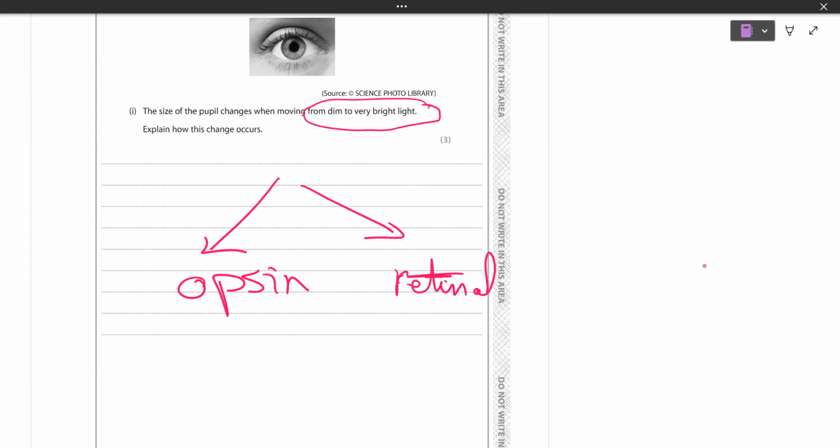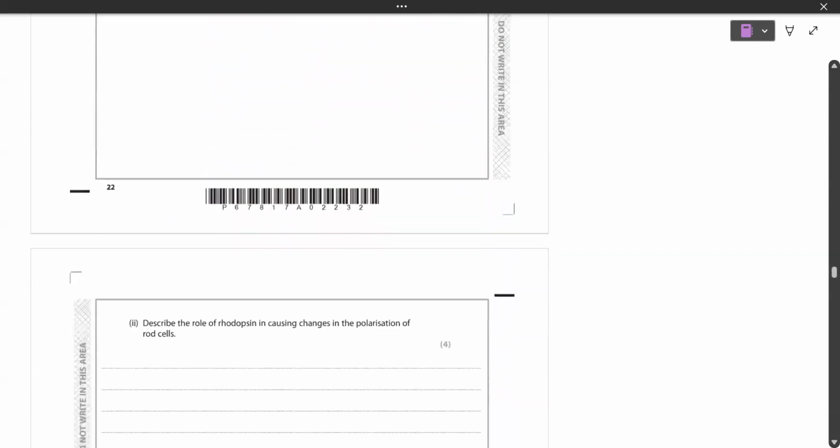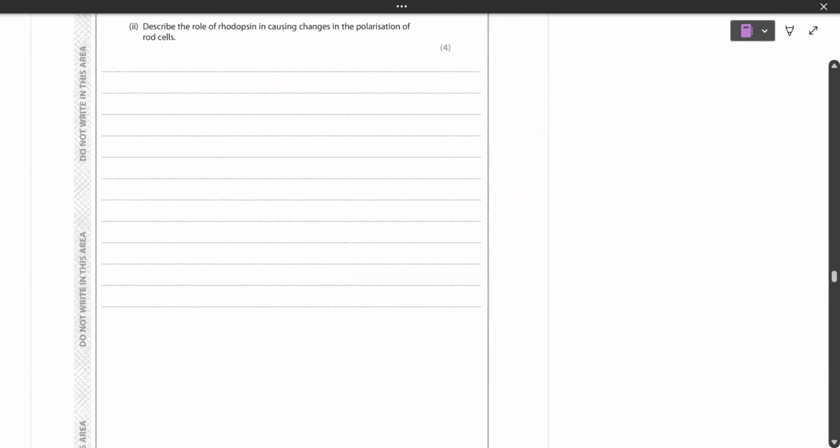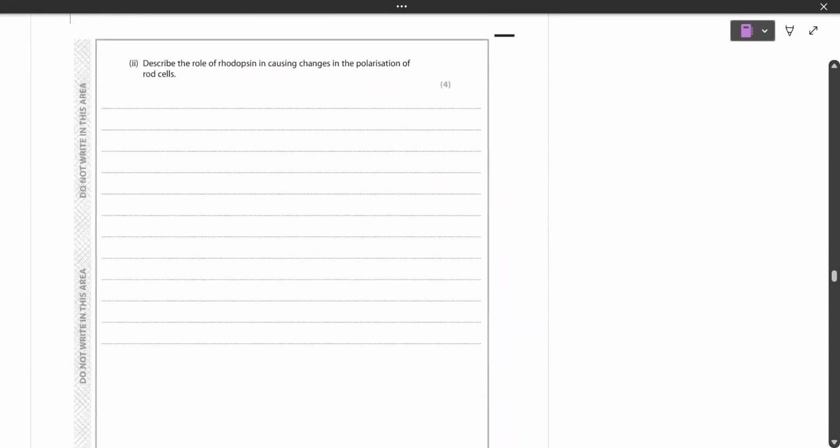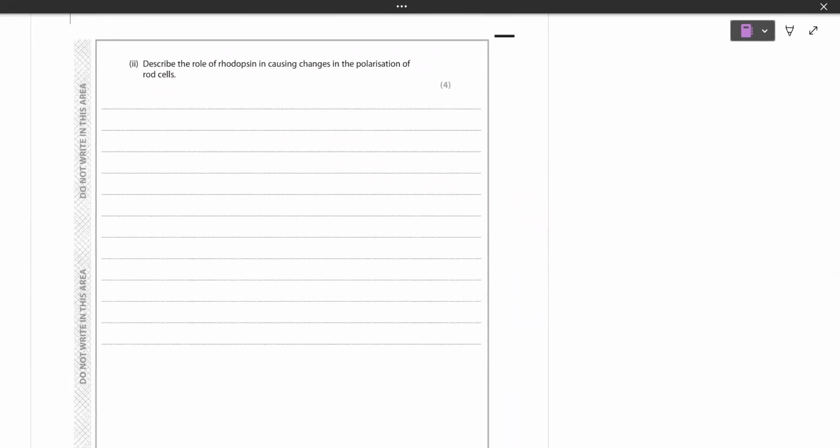ودايما الانسر بتاعتنا بتكون standardized. Okay, الانسر بتاعتنا في الرودوبسن بتكون هي هي يا مروة، دايما بنتكلم على الاوبسن والريتينال وازاي الصوديوم ايون will be taken up وده بي cause hyperpolarization. طيب, describe the role of الرودوبسن in causing a change in the polarization of cells.